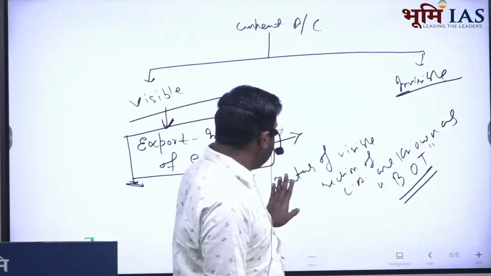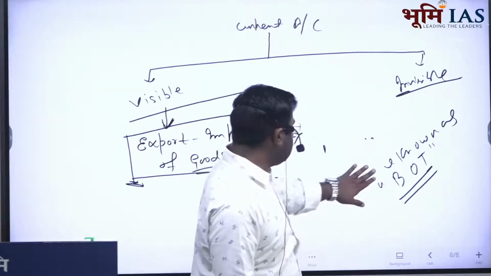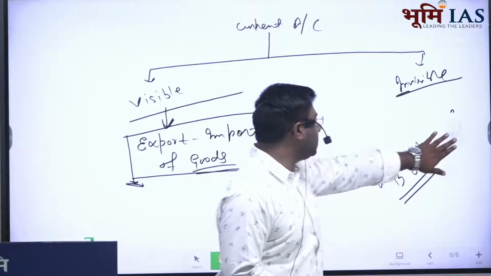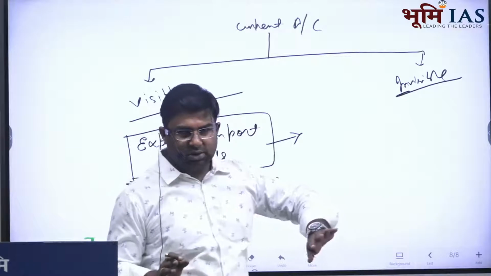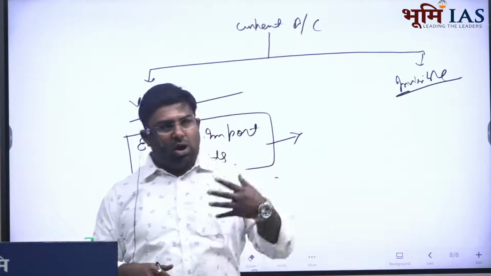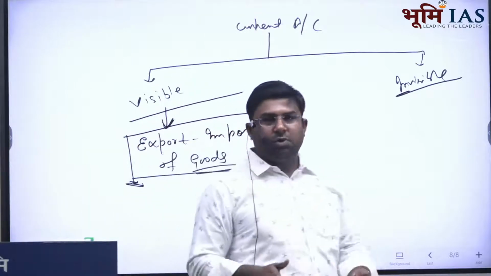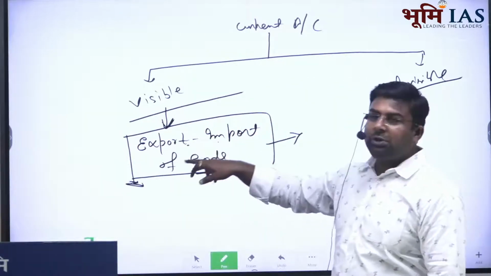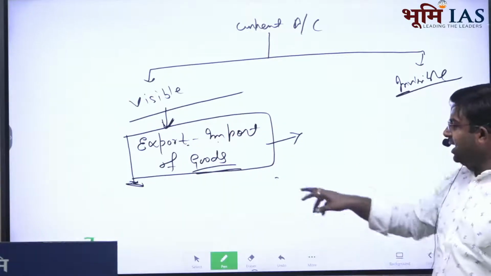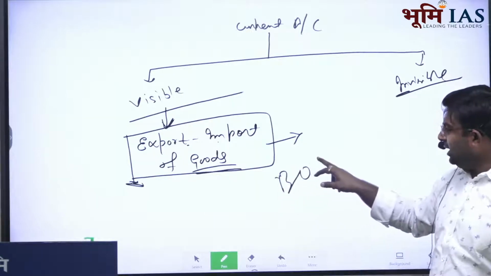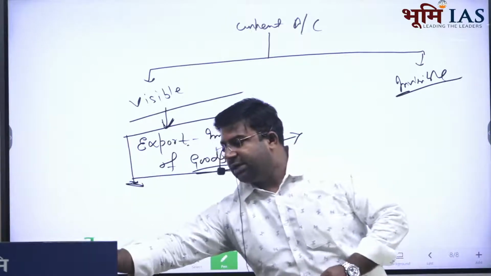Now we will further clarify this concept of BOT with the help of one example. So all types of international transactions which took place in the name of export and import of goods shall be collectively treated as, or known as, what? Balance of trade.